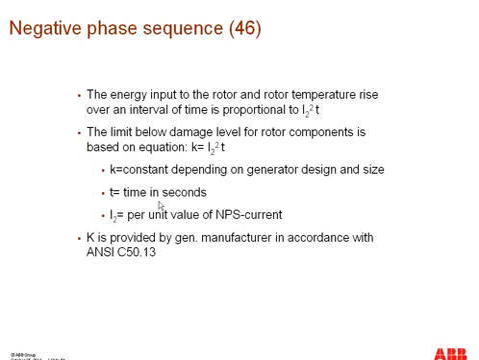Here you can see that K is the constant depending on the generator design and size, T is the time in seconds, and I2 is the negative phase sequence current in per unit. The value of K is provided by the generator manufacturer according to ANSI C50.13. This K signifies the limit before damage occurs to the rotor due to negative sequence currents.